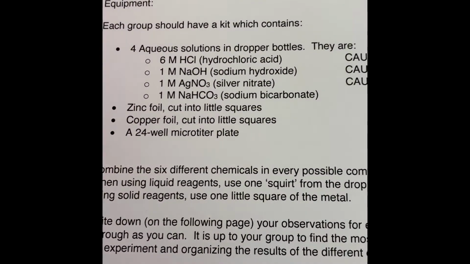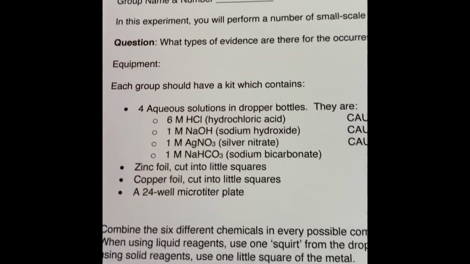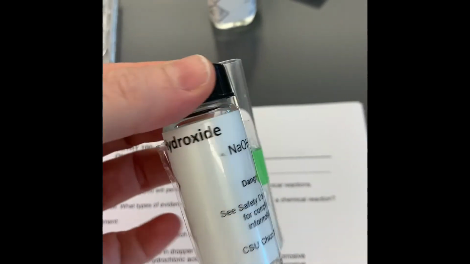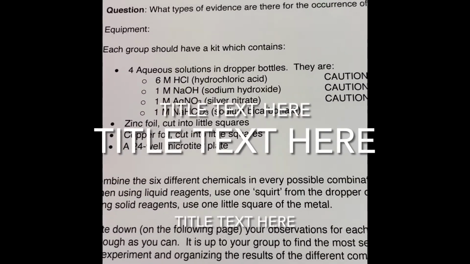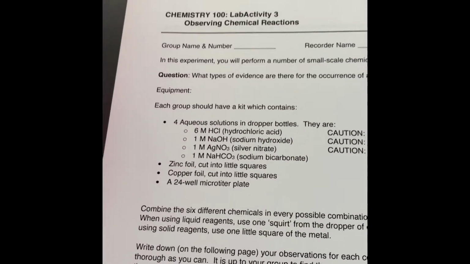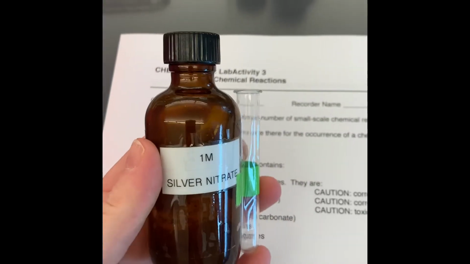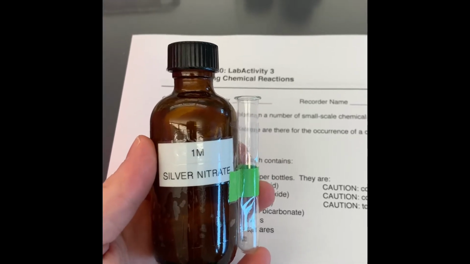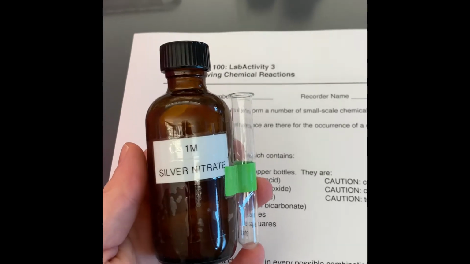Next thing on the list is 1 molar NaOH, or sodium hydroxide. And here it is. Right, next on the list we have silver nitrate. This can be toxic. Here we are. It's in a brown bottle to keep light away from it. And this will stain your clothes forever. All right, you want to be really careful to not get this on your clothes or your skin.